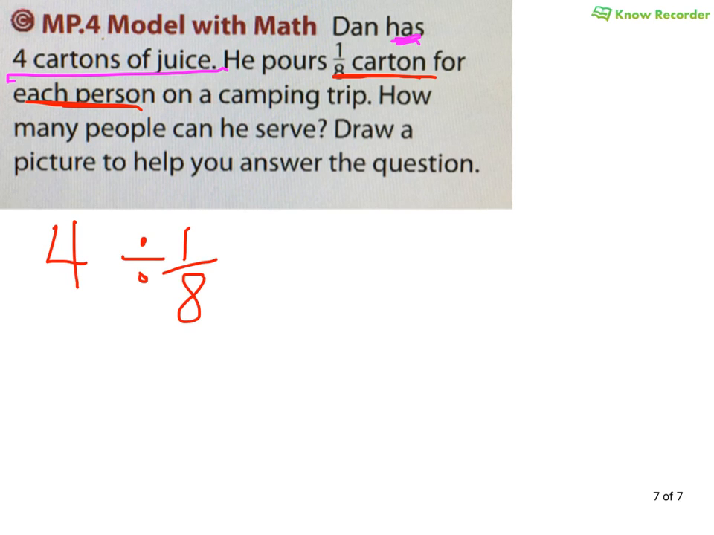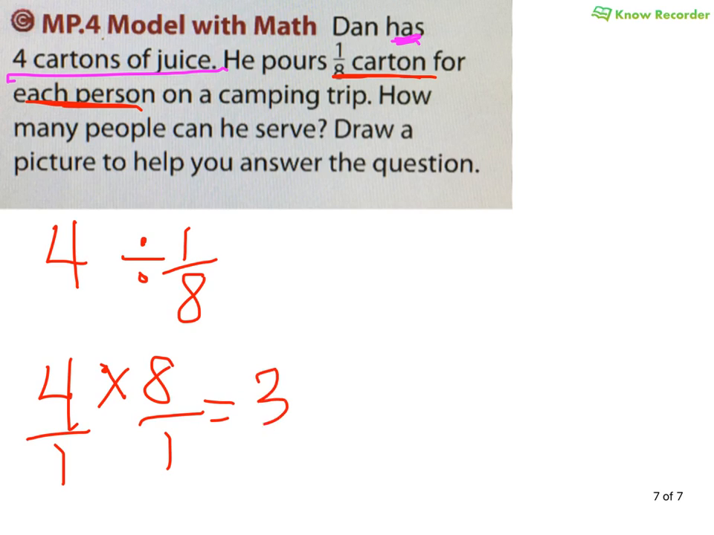Well, let's do the algorithm first because I already set it up. I know that I had 4 full cartons of juice. Each of those cartons, meaning one of those cartons, had 8 servings because each carton was broken into eighths. So if I took the reciprocal, I would know that there were 8 servings per carton. The only thing that's different is I have 4 cartons. So he should be able to make 32 servings.